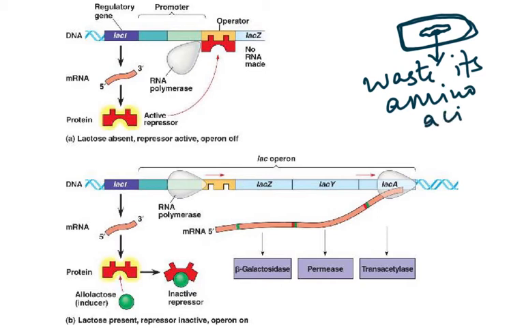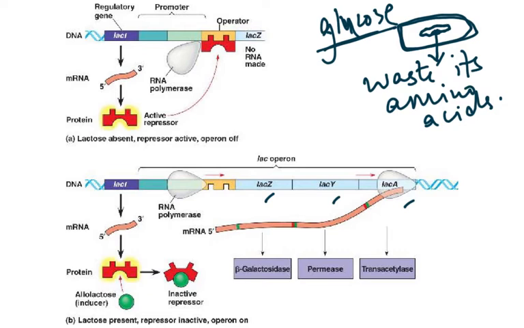Waste its amino acids means make proteins which are not needed by the bacteria. So if the bacteria is in a glucose solution, it doesn't need these 3 enzymes, LAC-Z, LAC-Y and LAC-A. So it will not make it. But how does the bacteria know it's in a glucose solution?